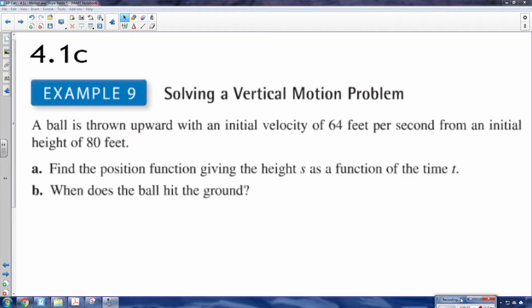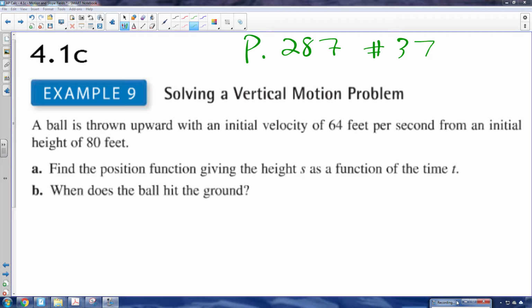All right, so this video is 4.1c, and we're talking a little bit about how antiderivatives can be actually useful, maybe a little bit about what that plus c means, and we're going to get right into some vertical motion problems. Hopefully, before you watch this video, you have familiarized yourself with page 287, numbers 37 to 43, odd.